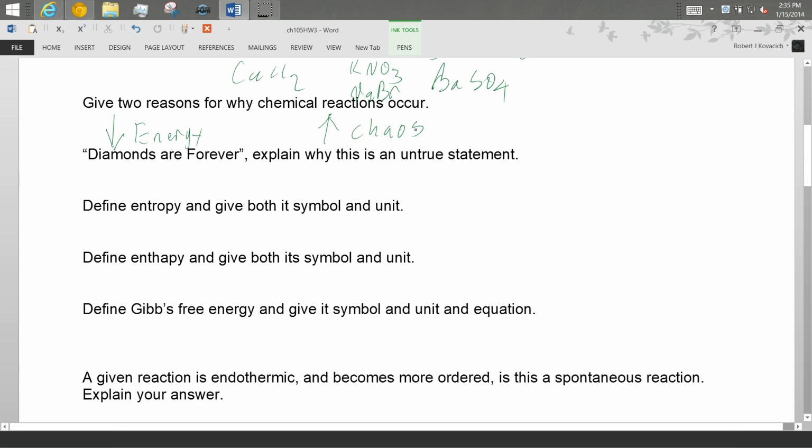So these 2 things are termed the H and the S. If the H goes down and the S goes up, the enthalpy goes down and the entropy goes up, then that is something which would drive a chemical reaction. And diamonds are not forever. Why?